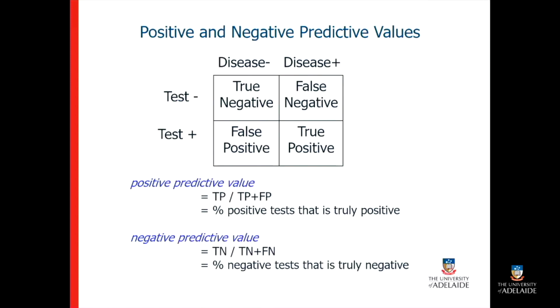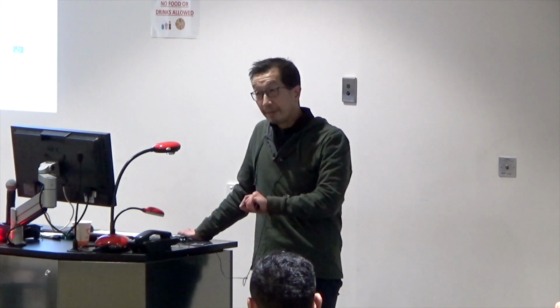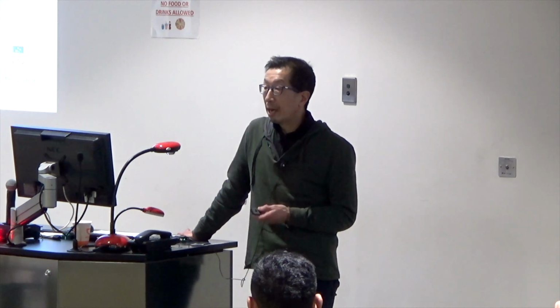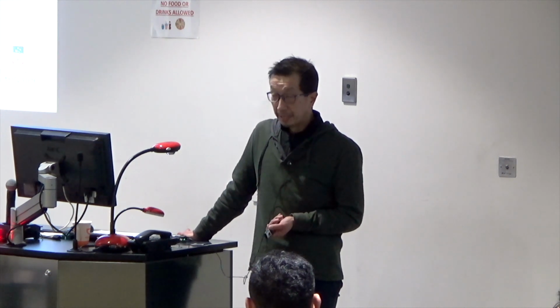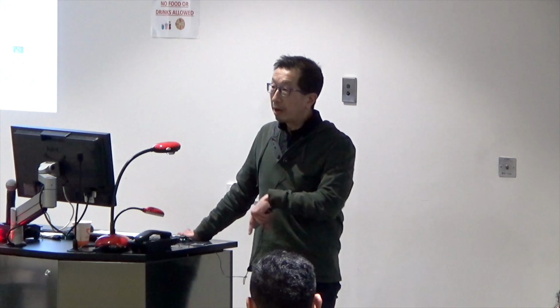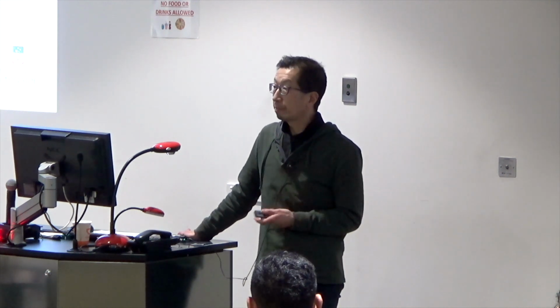The other set of measures is called the predictive values. And these come from a slightly different angle, and they say, if you have a positive test, how confident am I in this being truly positive? Or if I have a negative test, how confident am I in this test being truly negative? You don't have to know right now. Don't worry if you don't remember all these parameters.